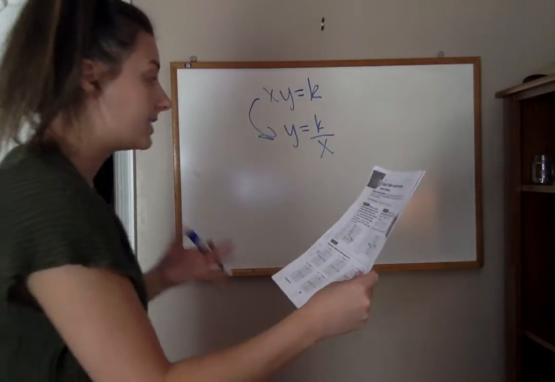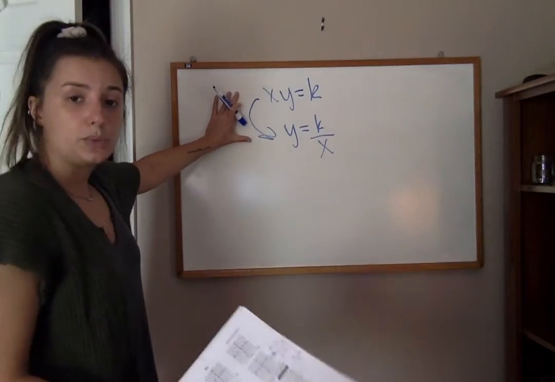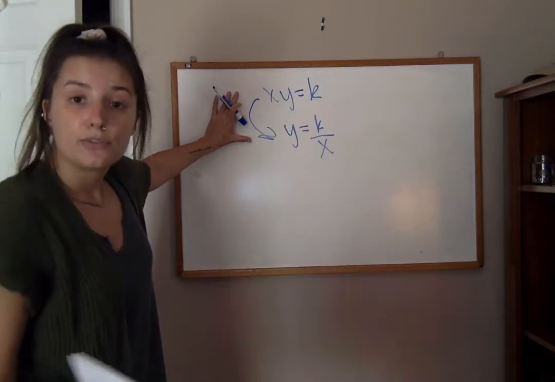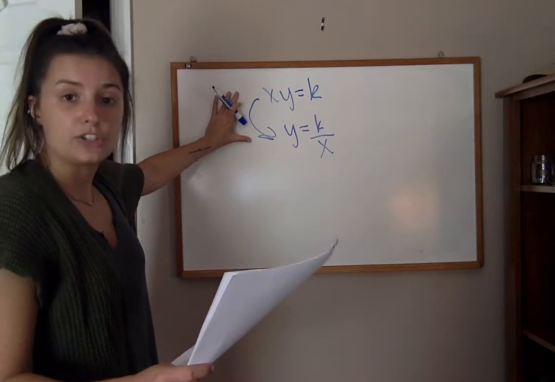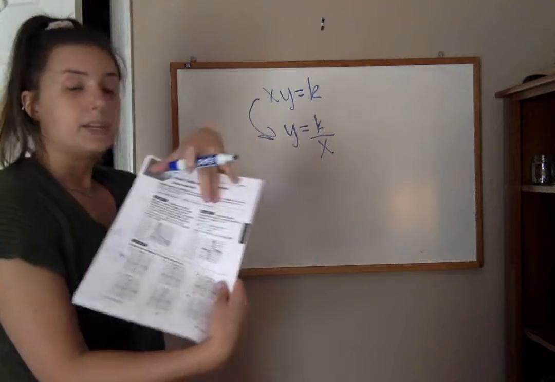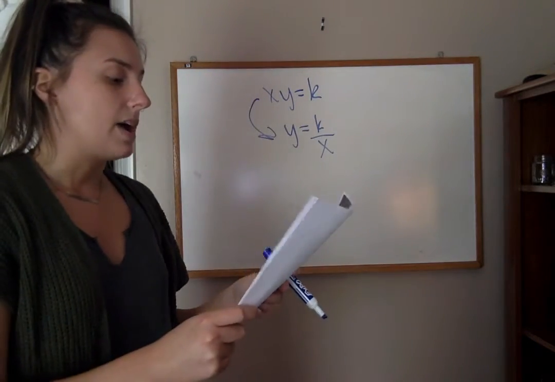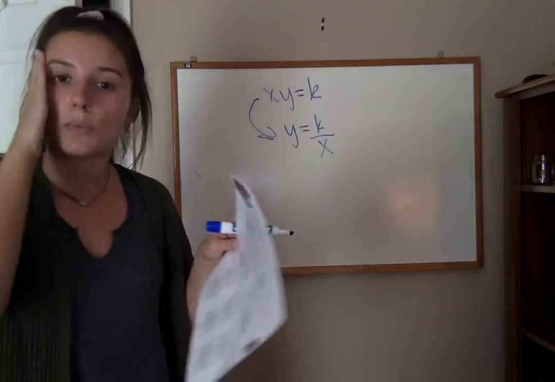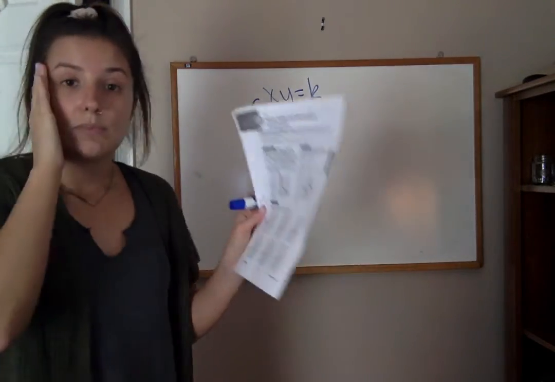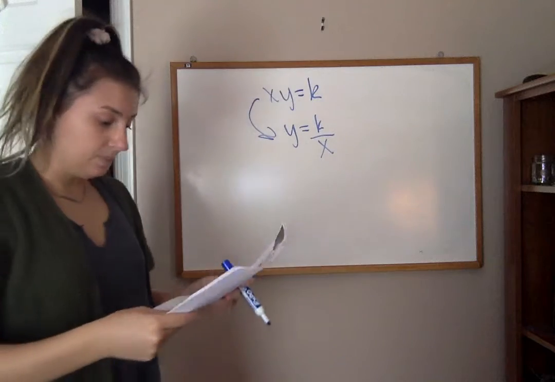So it wants you at the bottom to graph each variation: x varies inversely, or y varies inversely as x. So you're just going to be using this equation we have here to graph the inverse relationship. At the top it suggests one way to do it. I'm going to offer a second way that just makes a little bit more sense in my mind, but use whatever way makes most sense to you.